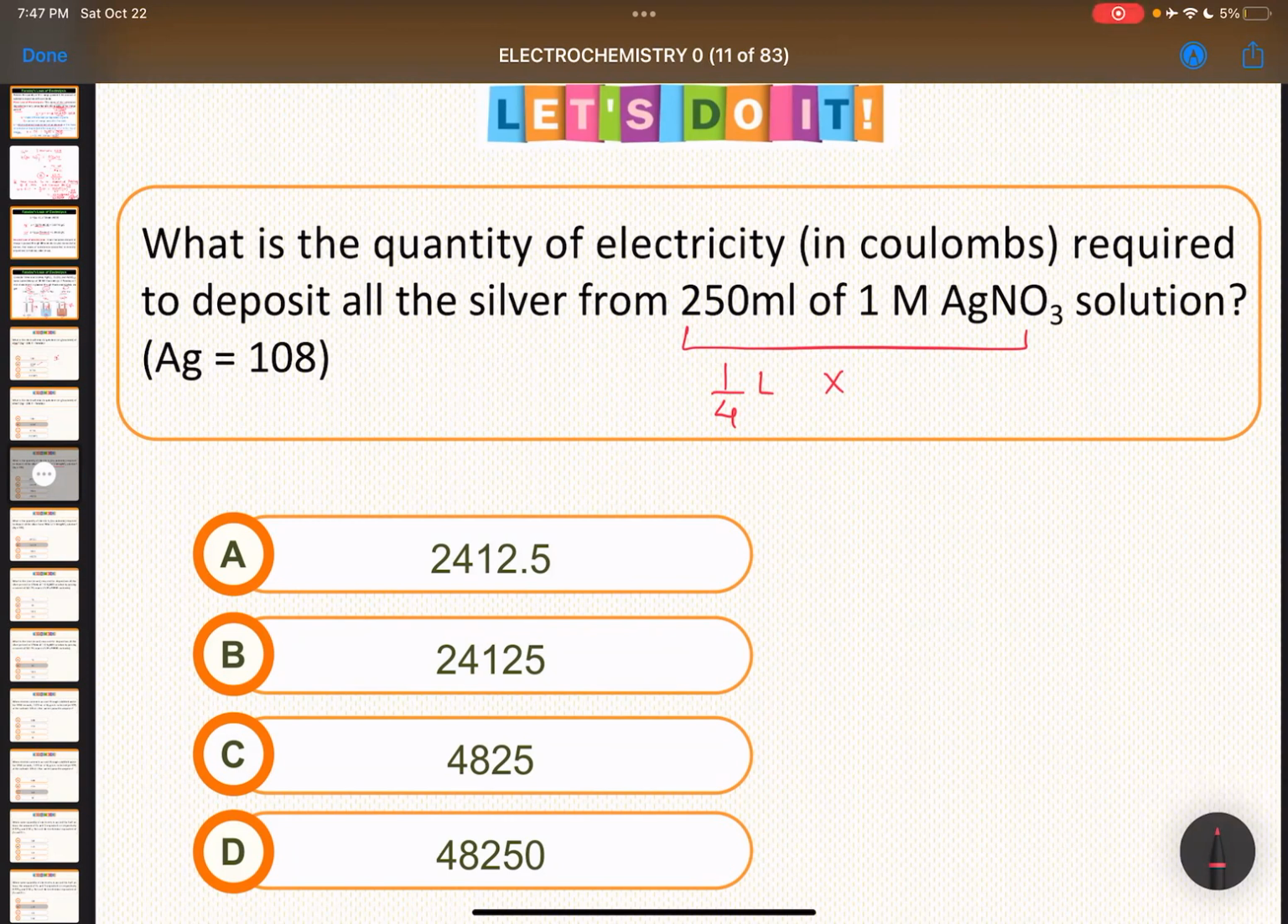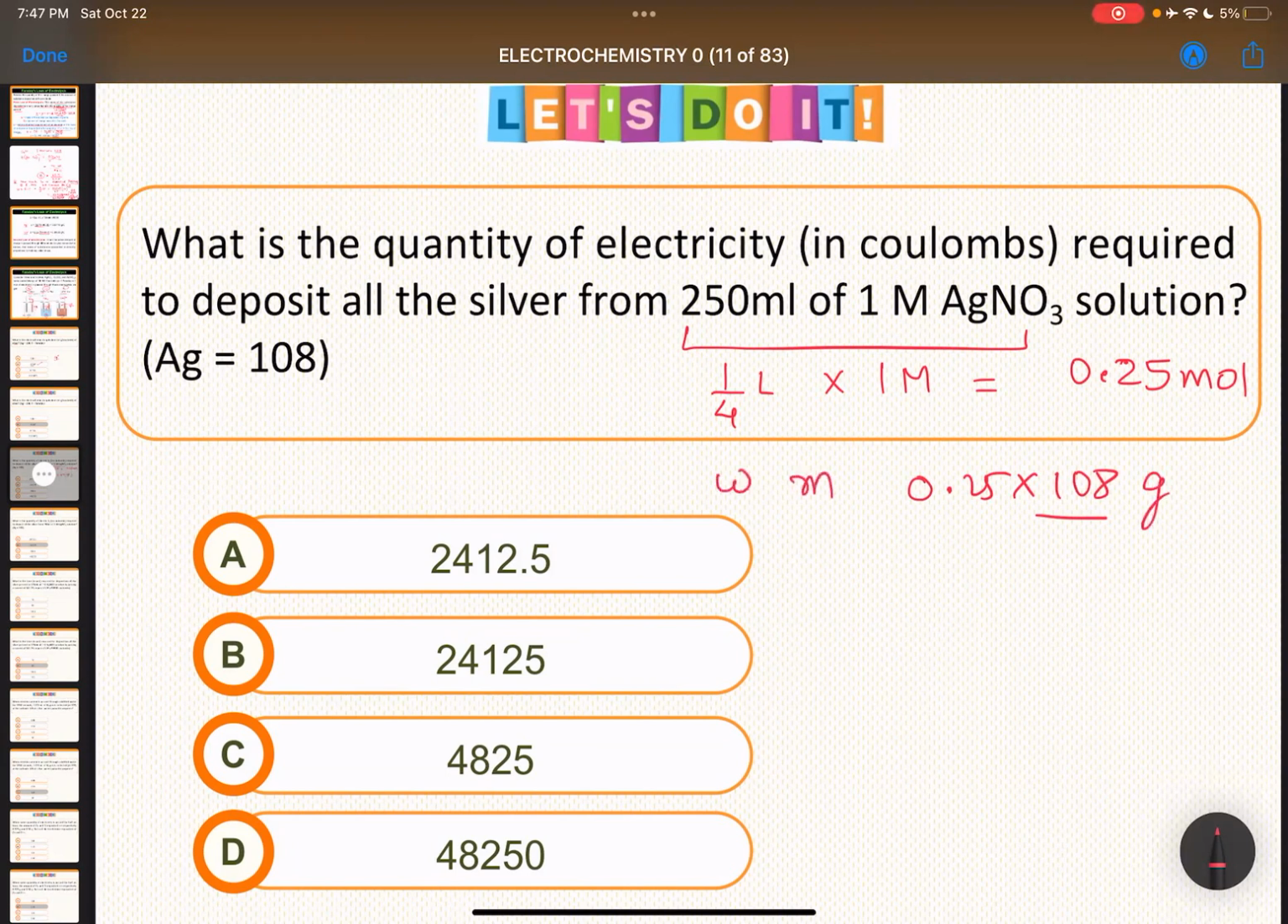Okay. So how many moles? Molarity into volume is moles. So 0.1 into 1/4 of a liter is 0.025 moles. So how much silver do you want to deposit? 0.25 moles. And what is the mass of the silver? Mass is moles into molar mass. 0.25 into 108. Clear? That is a mass in grams.